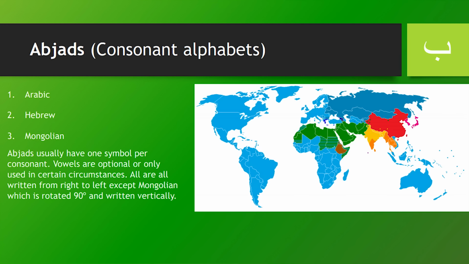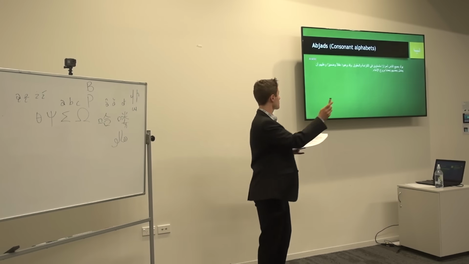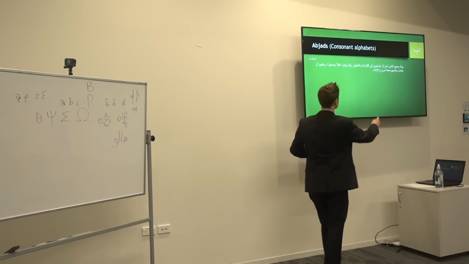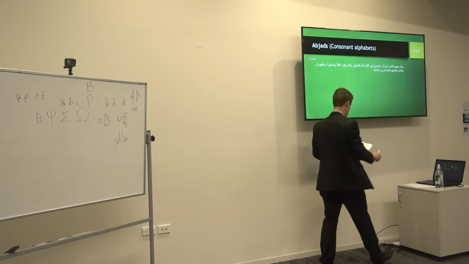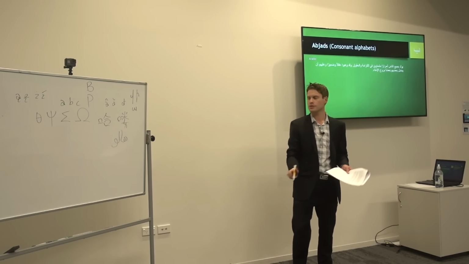Also, Mongolian is the only language that is exclusively written vertically, although Japanese and Chinese can be written vertically on occasion. So next we'll look at how to recognize each of these 3 Abjad scripts. Arabic, first, is probably one of the most recognizable scripts in the world. Its distinctive features are that it's written from right to left. Many of its letters are connected within a word. Every letter has 3 forms depending on where it is in the word.